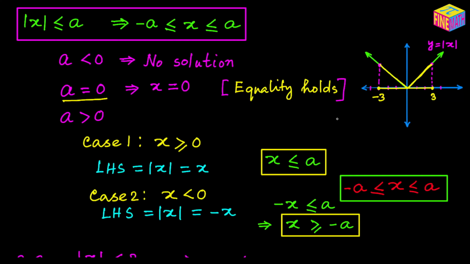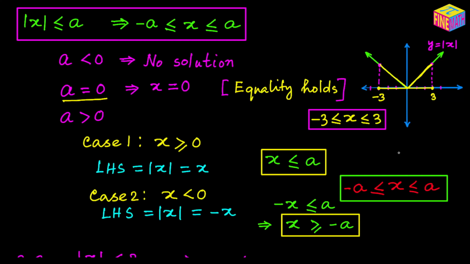So now I am writing in yellow right here. x has to be greater than or equal to negative 3 and less than or equal to 3 to satisfy the condition that y will be less than or equal to 3. In this example, I took a as 3. So on the graph, you can clearly see that the value of y will be less than or equal to 3 when x is in that yellow range on the x-axis. So graphically also, this result is actually true.